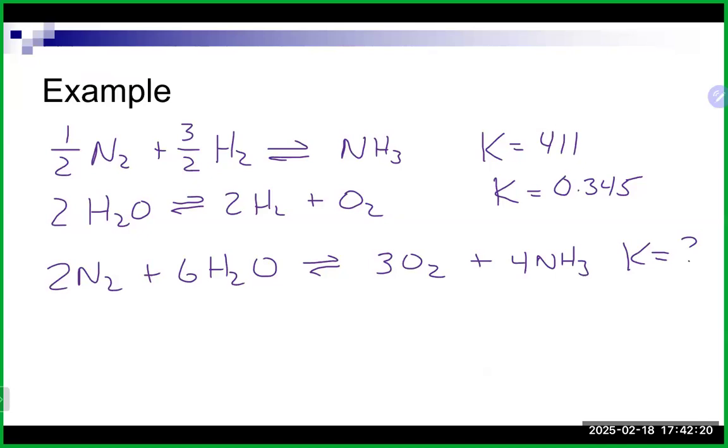All right, we did one example at the end there. So I think this is where we left off. So why don't you give it a go? We are looking for the K value for this reaction here based on these two equations. Take a few moments, see what you come up with.